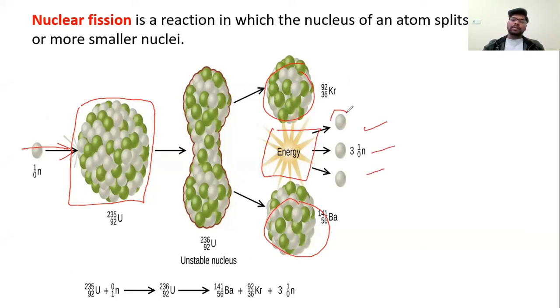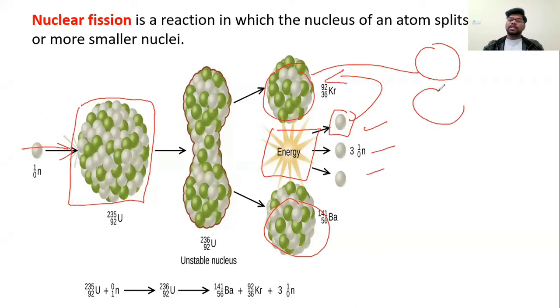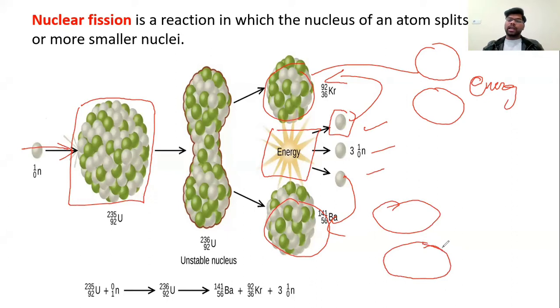And let's suppose one neutron strikes krypton, then again this krypton will be divided into two different smaller nuclei and produce energy as well. Let's suppose this neutron strikes barium, so it will also divide into two different smaller nuclei and produce energy and neutrons as well. So this is going to be a chain type of reaction. You remember, nuclear fission reaction is a chain reaction.